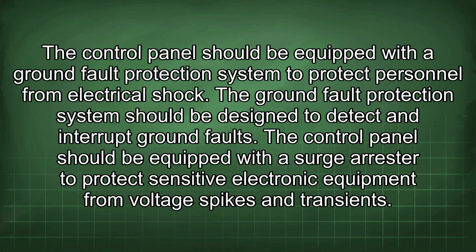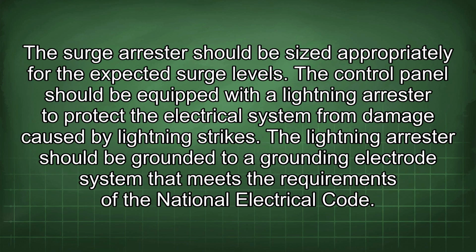The control panel should be equipped with a ground fault protection system to protect personnel from electrical shock. The ground fault protection system should be designed to detect and interrupt ground faults. The control panel should be equipped with a surge arrestor to protect sensitive electronic equipment from voltage spikes and transients. The surge arrestor should be sized appropriately for the expected surge levels.